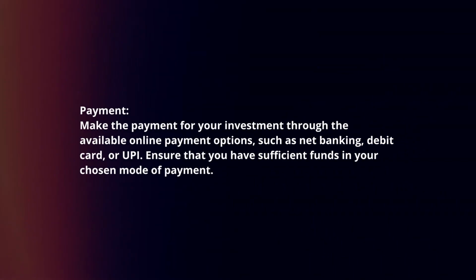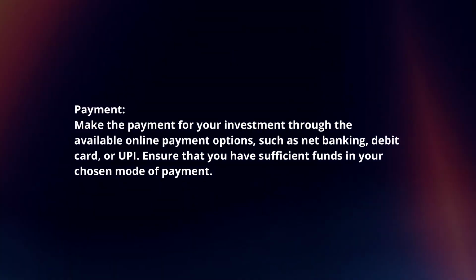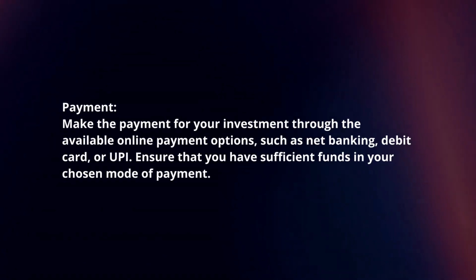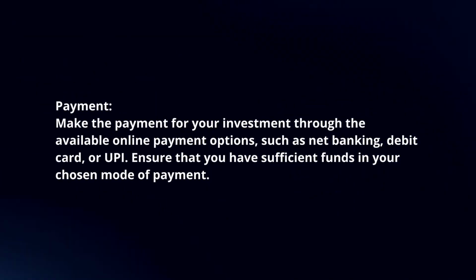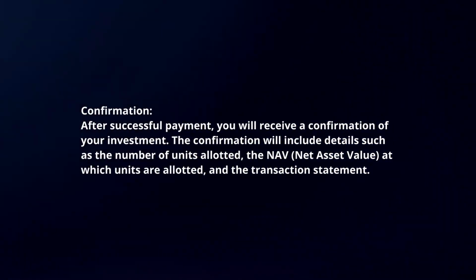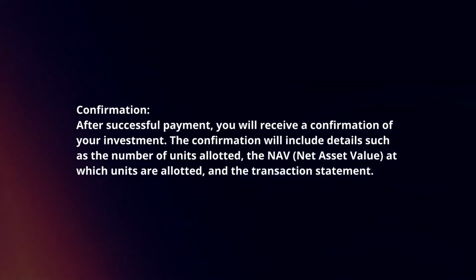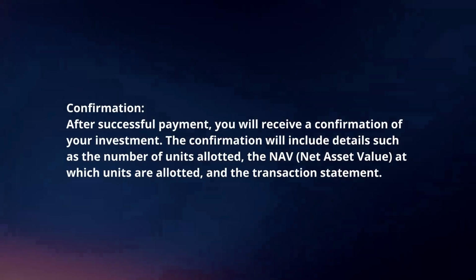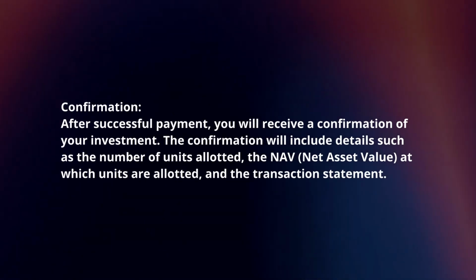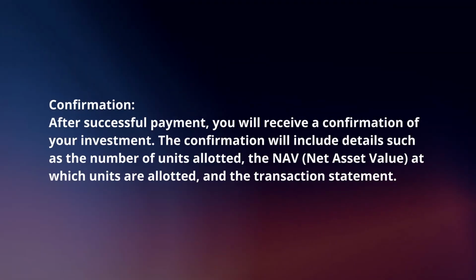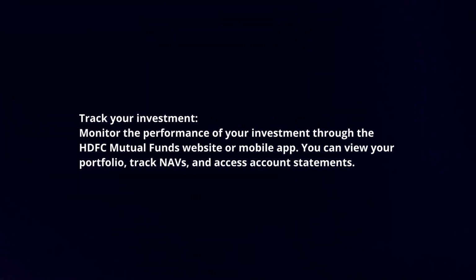Payment. Make the payment for your investment through the available online payment options, such as net banking, debit card, or UPI. Ensure that you have sufficient funds in your chosen mode of payment. Confirmation. After successful payment, you will receive a confirmation of your investment. The confirmation will include details such as the number of units allotted, the NAV at which units are allotted, and the transaction statement.